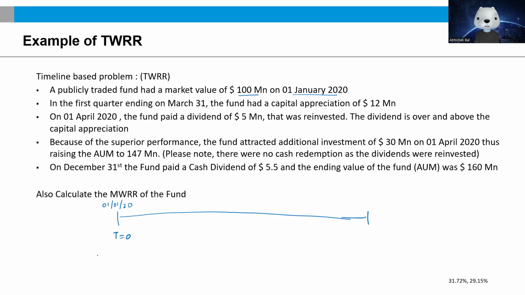And on 1st of January, 2020, it's being said that the publicly traded fund has a market value, that is the asset under management, is equal to $100 million. See how the perspective is going to quickly shift from the investor to that of the manager or the general partner. We are now not talking about a share, but we are talking about a fund. See the difference. Now, what it says is that in the first quarter, ending on March 31st, the fund had a capital appreciation of $12 million.